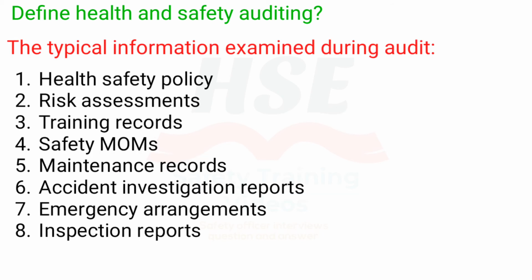The typical information examined during audit. 1. Health and safety policy. 2. Risk assessments. 3. Training records. 4. Safety minutes. 5. Maintenance records. 6. Accident investigation reports. 7. Emergency arrangements. 8. Inspection reports.